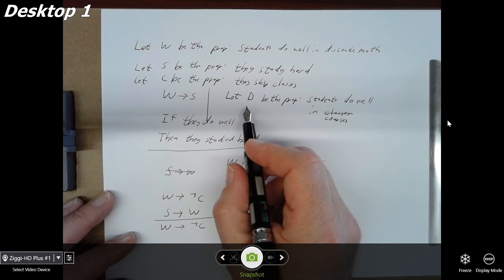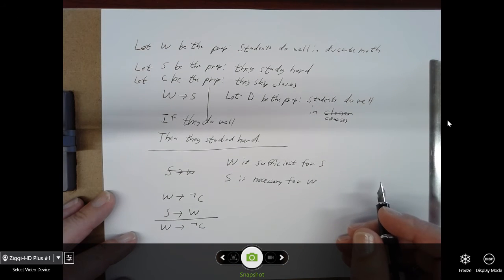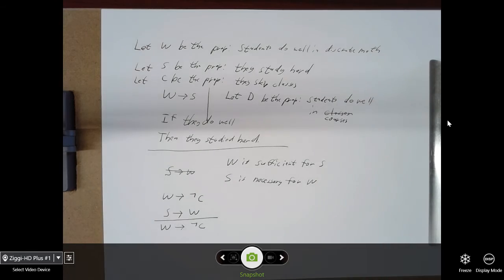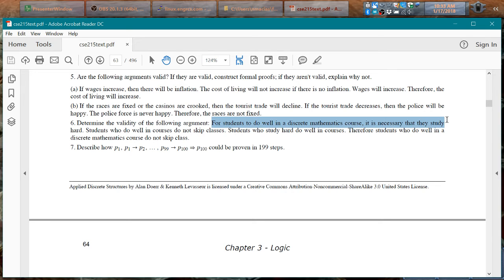So we could have D be the proposition that students do well in courses, okay, and then we could do this as follows. So for students to do well in discrete math, it's necessary that they study hard. So that's still if W then S. Students who do well in courses do not skip classes. So let's get rid of all of this. Okay, students who do well in courses do not skip classes. So if you do well in courses, you do not skip classes. Students who study hard do well in courses. So if you study, you do well in courses. Therefore, if you do well in discrete math, which was W, you do not skip courses.